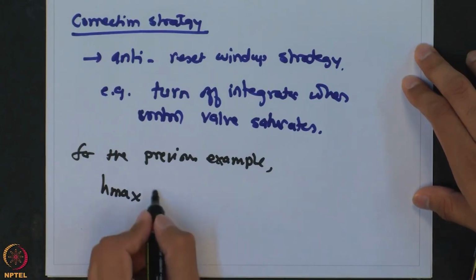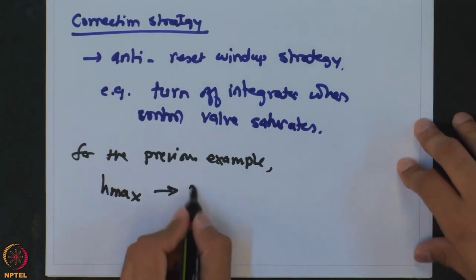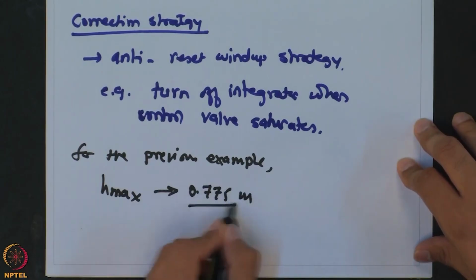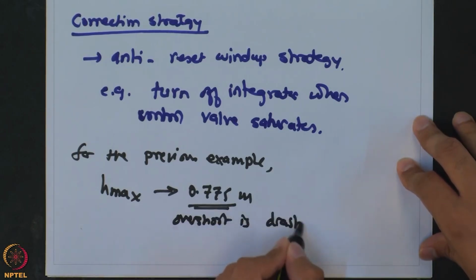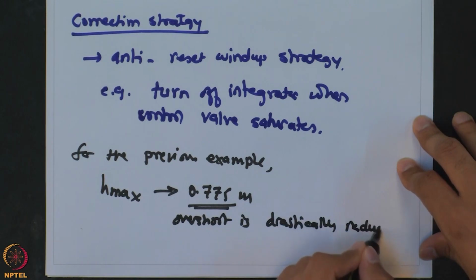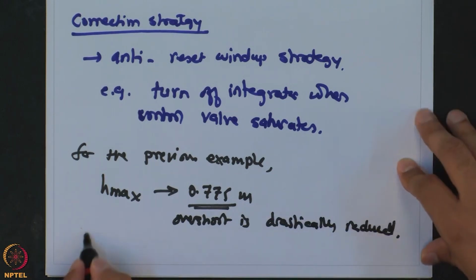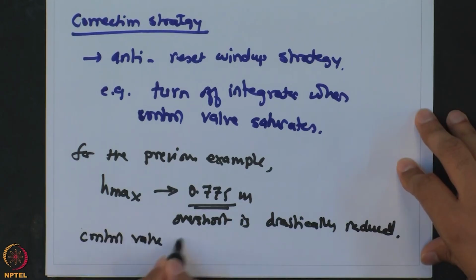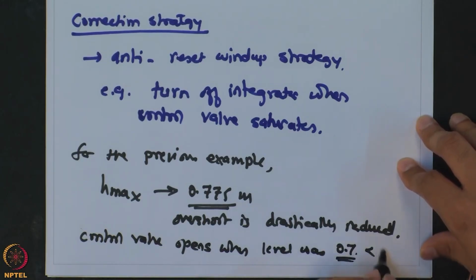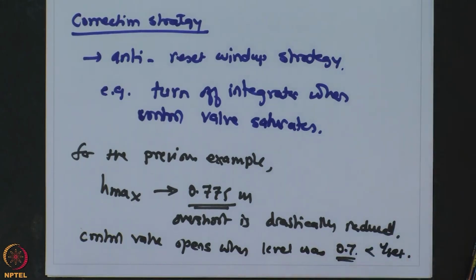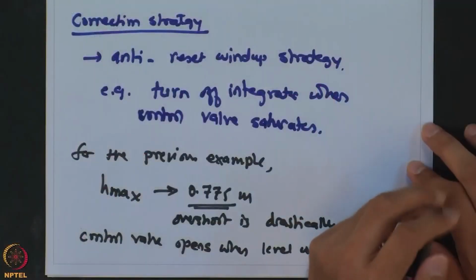the maximum level to which it goes suddenly reduces to 0.775. So, overshoot is drastically reduced, and the control valve also opens when level was 0.7, before the set point, so that it starts taking the corrective action and because of that the level does not go too far beyond the set point.